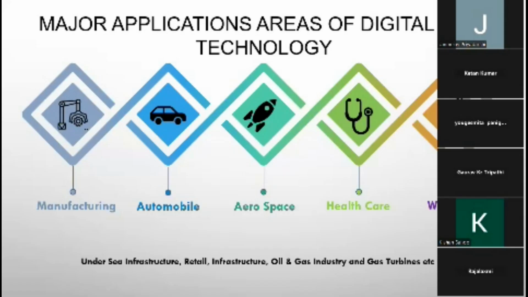Now, the major application areas where digital twin is used right now are manufacturing, automobile, aerospace, healthcare, wind farm. And apart from that, undersea infrastructure, retail, and then obviously physical infrastructure, the oil and gas industry, and gas turbines. I was working in utility companies, and in utility companies, infrastructure maintenance is one of the major tasks and one of the major expenses.